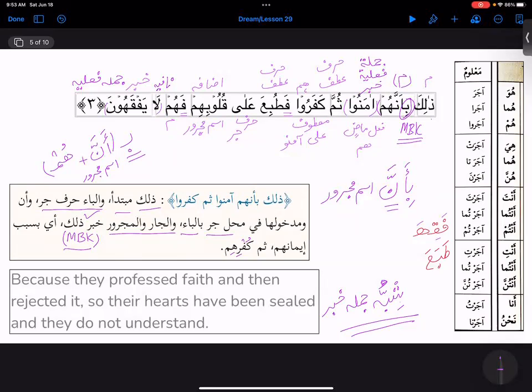Then amanu is jumla fi'liya, right? And this is another khabar for dhalika, we can say. Okay, so dhalika, that is bi annahum, because they amanu, they believed. Now Allah subhanahu wa ta'ala is giving, did we miss anything?